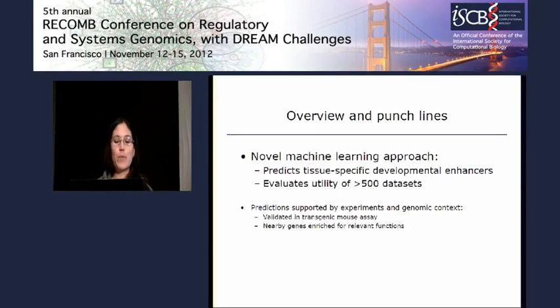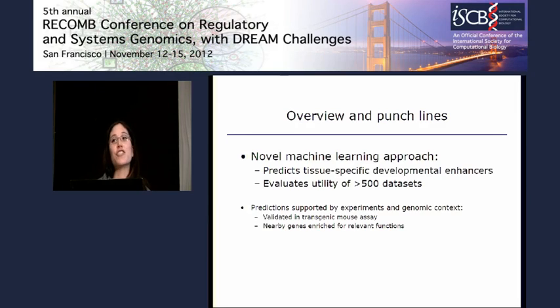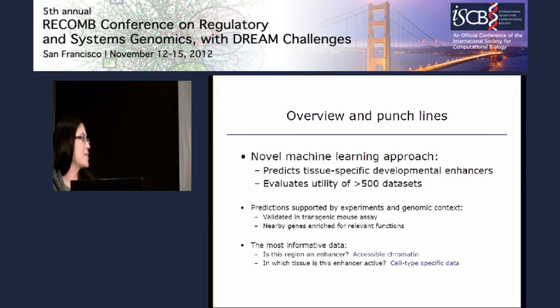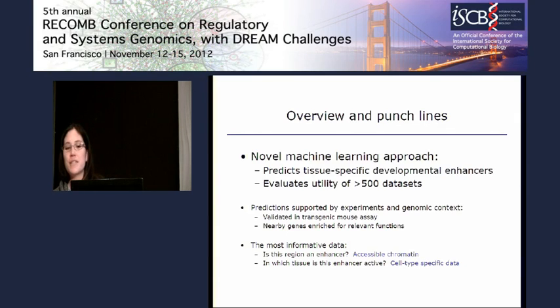So here's a quick spoiler alert with the results of this project. We were able to predict a lot of novel enhancers. We validated them through a transgenic mouse assay, and we'll also show you how nearby genes are enriched for relevant functions. So we have some interesting genomic context in these predicted enhancers. And the answer to what is the most informative data out of all of this sea of data in the ENCODE project and such, to answer the question, is this region an enhancer, we see that accessible chromatin in many different data types can inform that question. And to answer in which tissue is this enhancer active, it's actually more important what the cell type that data is coming from than the mark itself.